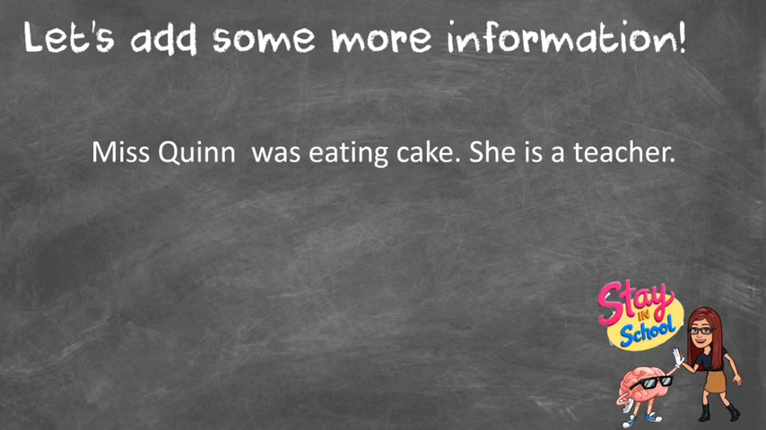So I've stuck with my first sentence, Miss Quinn was eating cake, and then I've added a bit more information on the end, she is a teacher. So there's two bits of information about me there. Although now we're getting into more detail, it's still not particularly great. It's two very simple sentences. So what I'm going to do is I'm going to embed. I'm going to take the second bit of information that we've given and I'm going to put it inside my first sentence to make one longer, complex sentence.